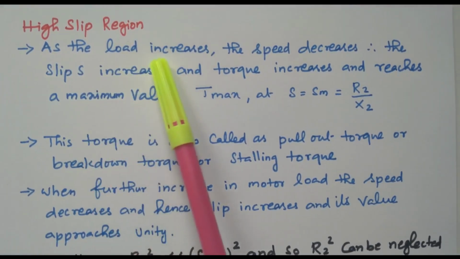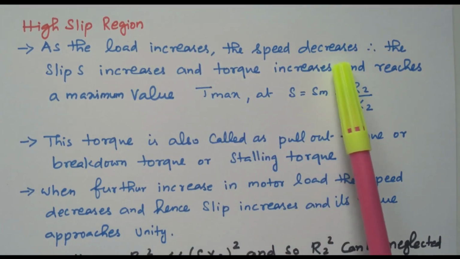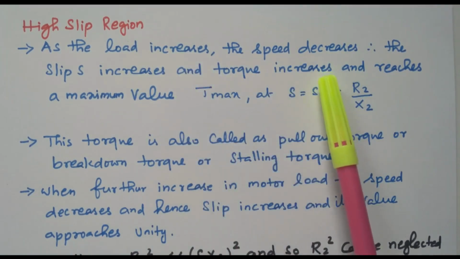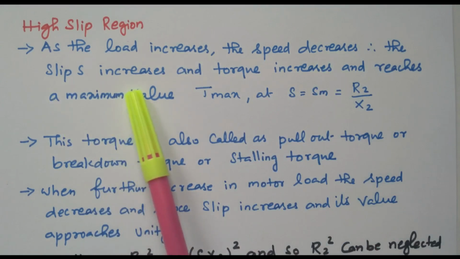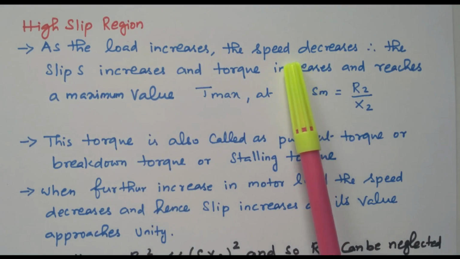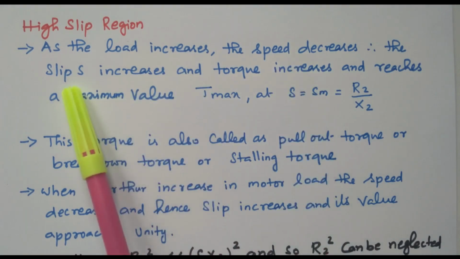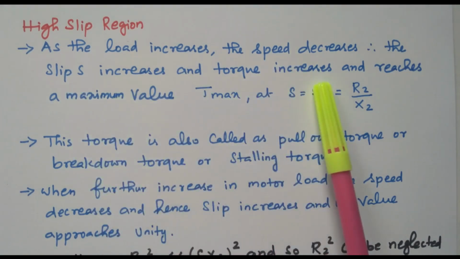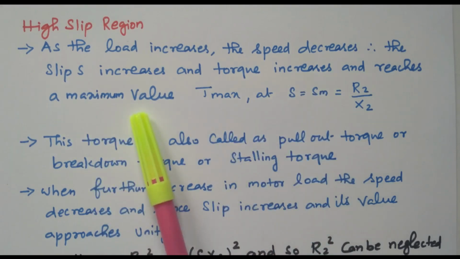as the load increases, the speed decreases. While increasing the load, speed will decrease, so the slip will increase. Speed decreases means there is a difference between the synchronous speed and actual speed, so that slip will increase. The torque increases and reaches the maximum value.